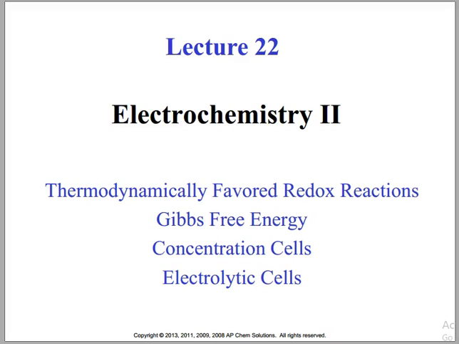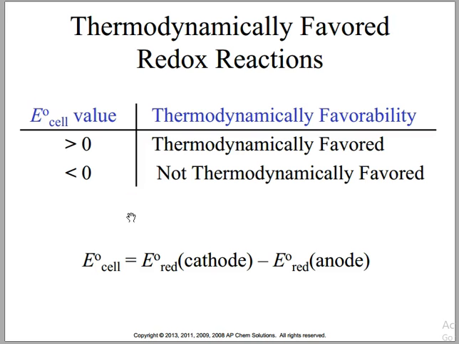All right, this is kind of the mother of bringing electrochemistry, thermodynamic favorability, thermodynamics, and Gibbs free energy, and equilibrium all together. So we're going to cover the first two topics here in this short video. Thermodynamically favored redox reactions are those which have an electrical cell potential that is greater than 0. So those are thermodynamically favored when the standard cell potential is greater than 0.